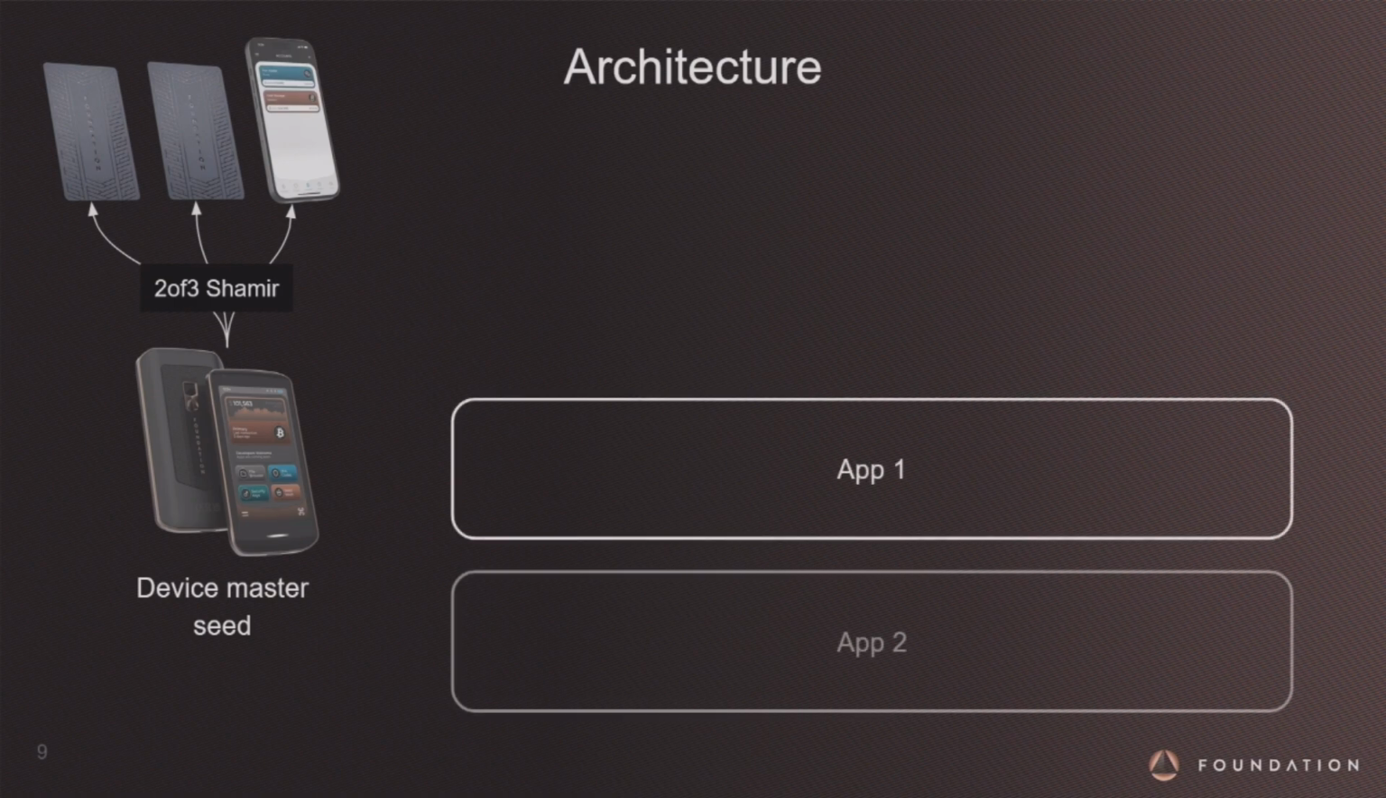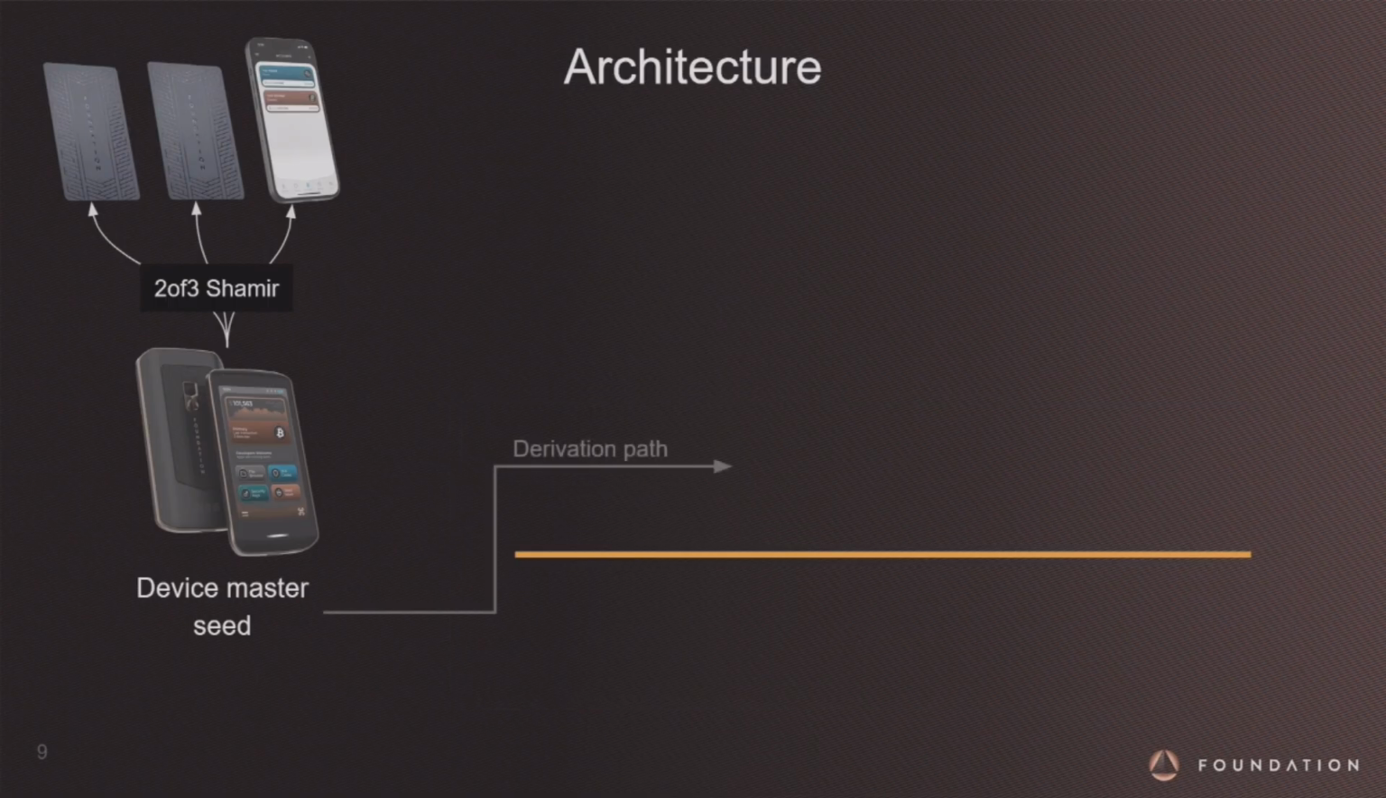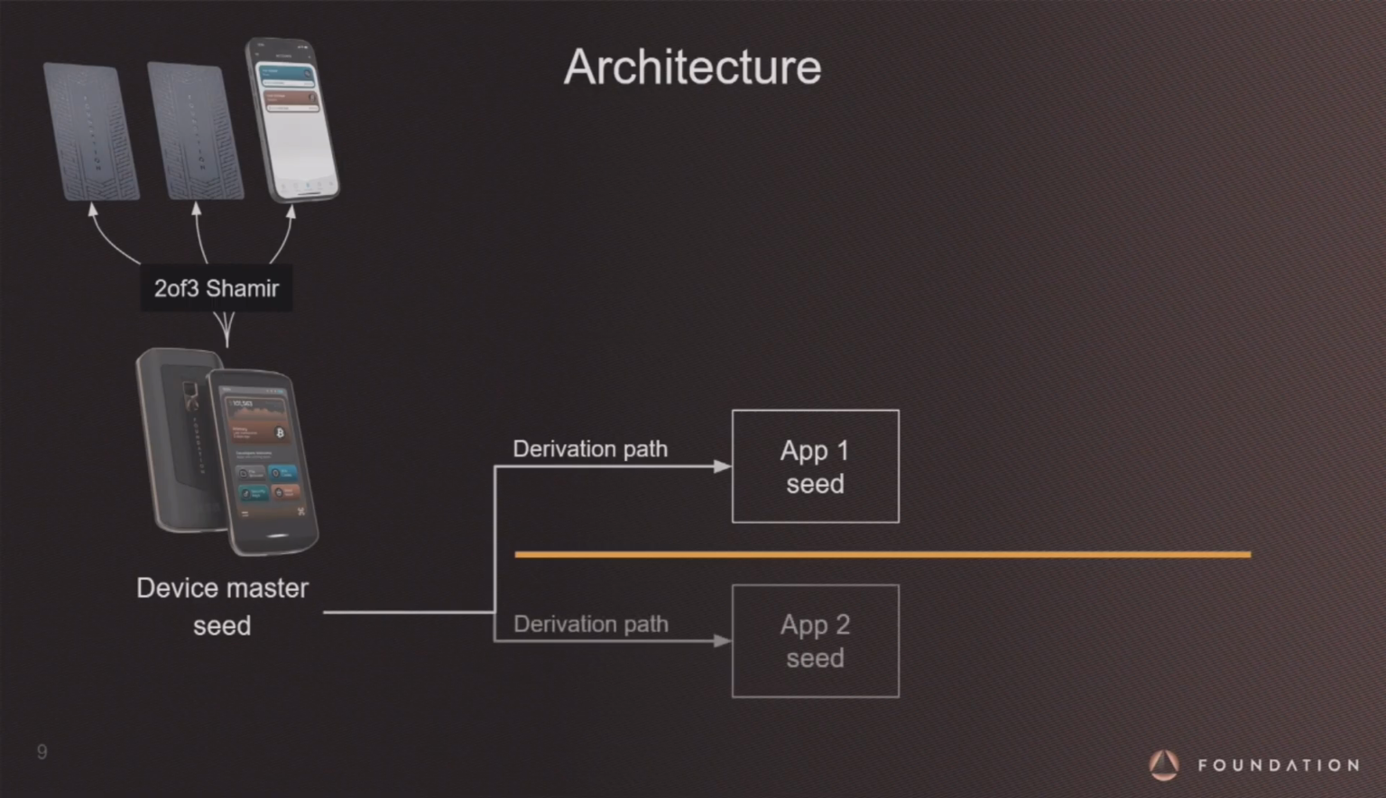So each app runs in a hardware-enforced sandbox. And you can request dedicated hardened child seeds from KeyOS, derived from the device's master seed. Your app seed is unique to you. Nothing is ever allowed access back to the master seed.